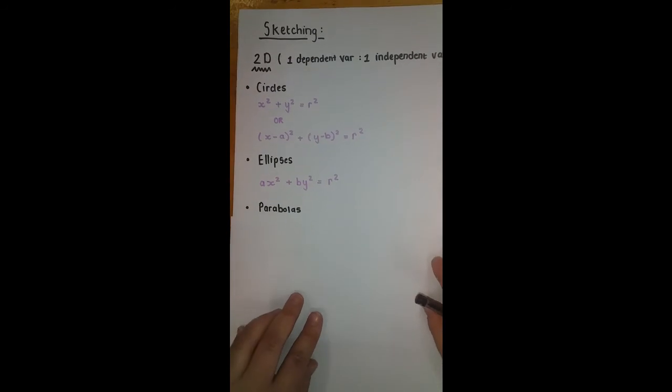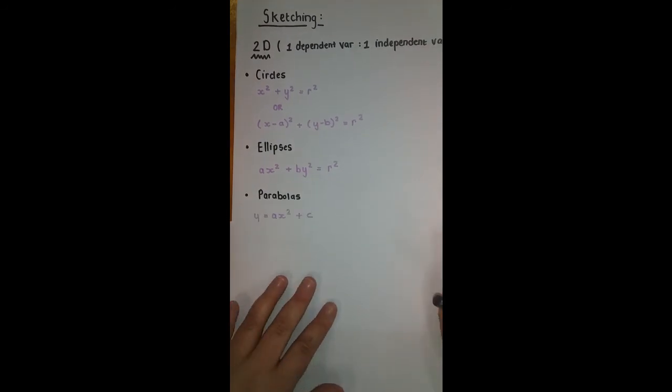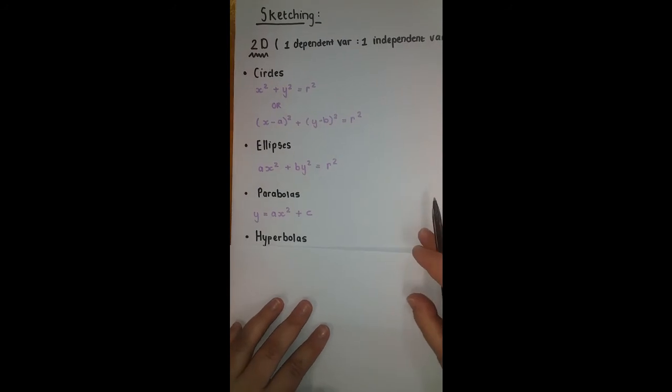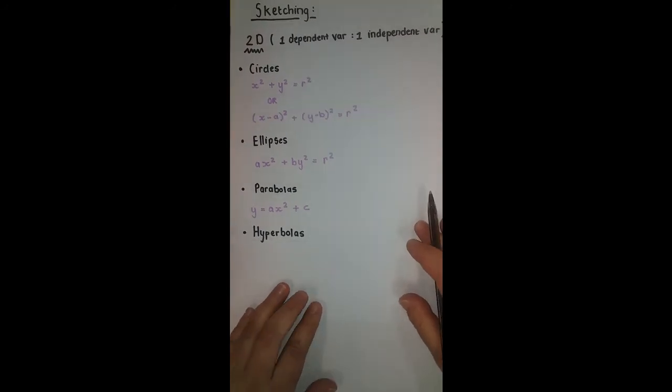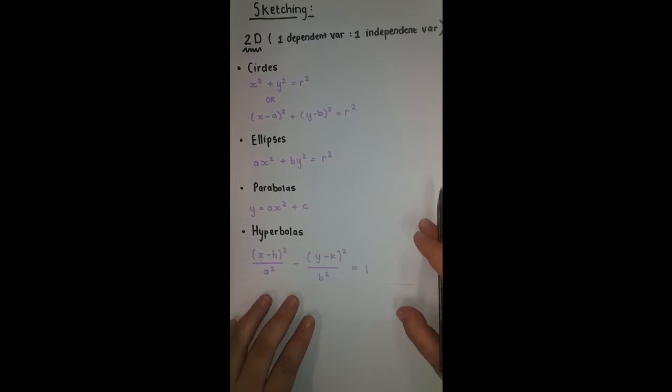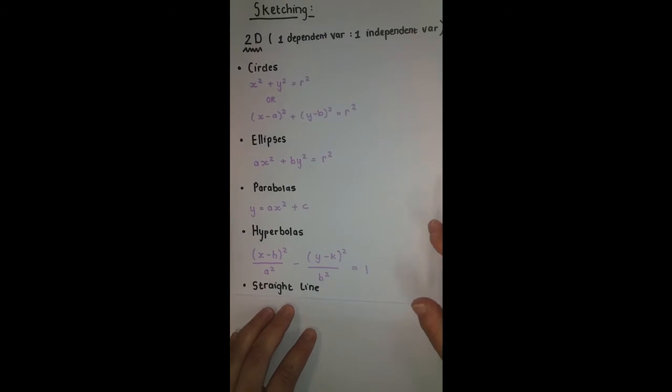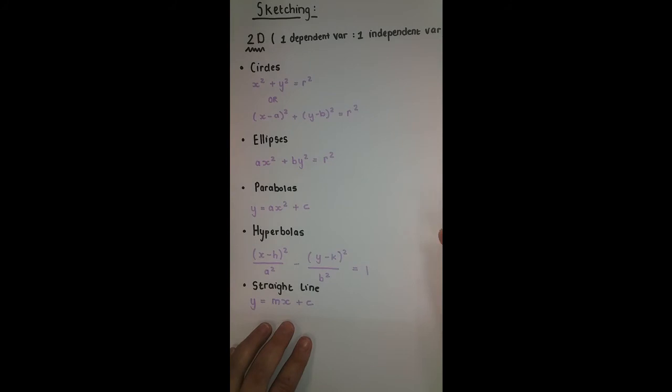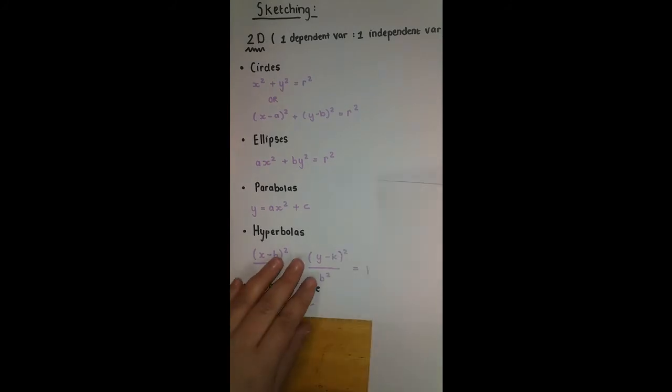And then you'll have parabolas, which you should be very familiar with. y is equal to ax squared plus c, and hyperbolas. I haven't personally seen them very much in this course, but it is always good to know. So this is the general formula for a hyperbola. And then for a straight line, you should really know a straight line by now. It's y equals mx plus c.